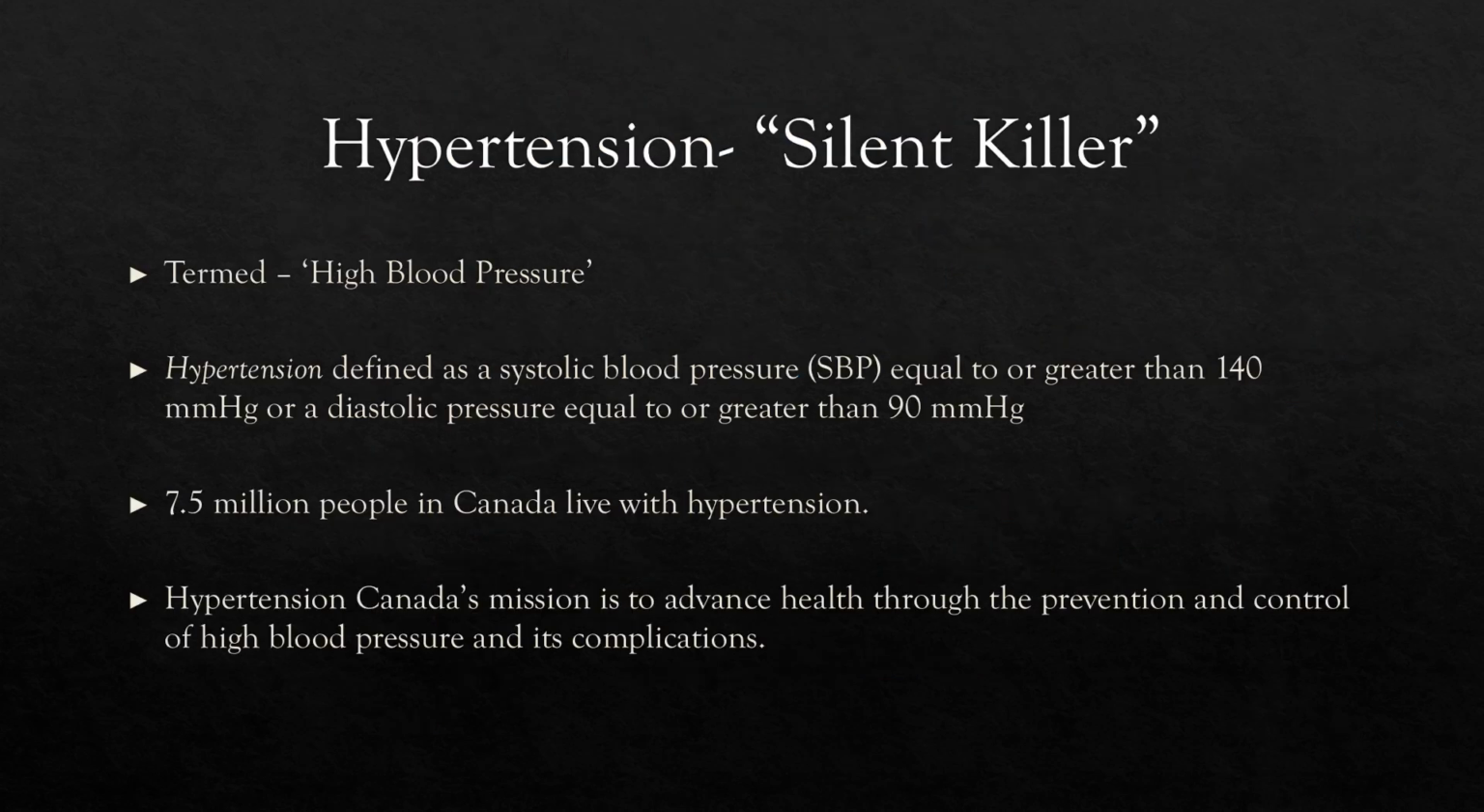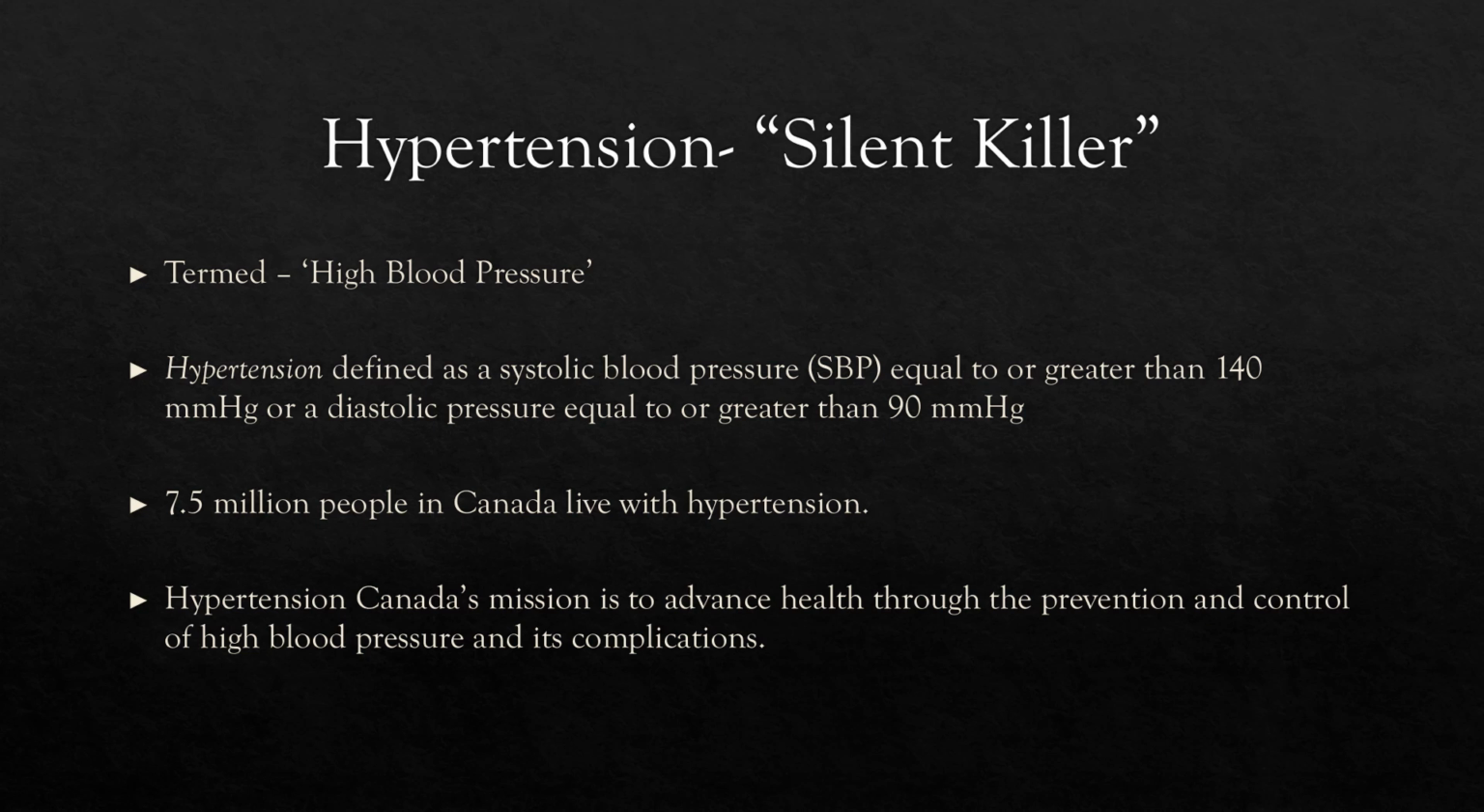So hypertension, also termed high blood pressure, is a silent killer. And so why is it termed a silent killer? Because often patients or anyone can be hypertensive and it completely goes unnoticed or asymptomatic for years upon years until complications associated with hypertension start to occur, and often the patient then starts to present with complications associated with long-standing uncontrolled hypertension.